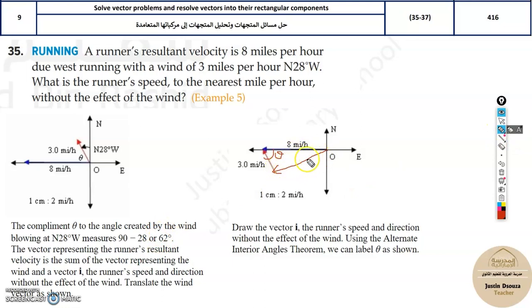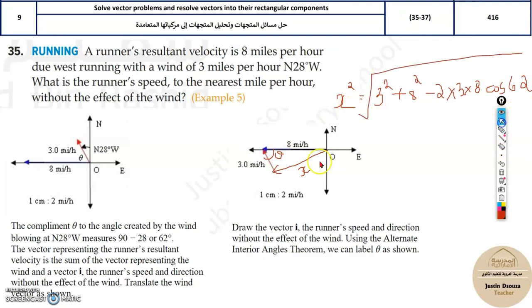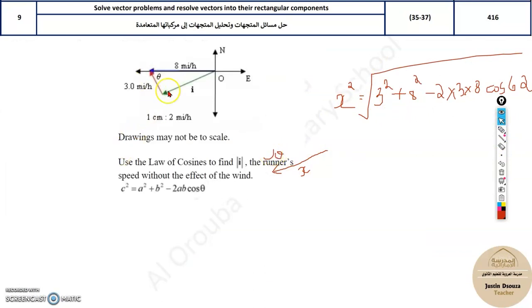So once you find that theta, you can easily find this distance, I mean, this magnitude. How? Using law of cosines. So let me consider this as x. To find x, it'll be x squared equals the other two sides squared, so 3 squared plus 8 squared minus 2 times 3 times 8 cos of the angle opposite to the unknown, that is 62. Now you can take the square root of this, put this in the calculator, and that would be the answer.